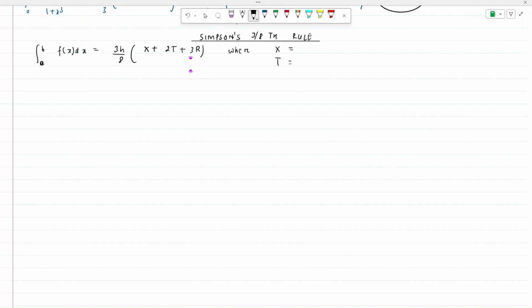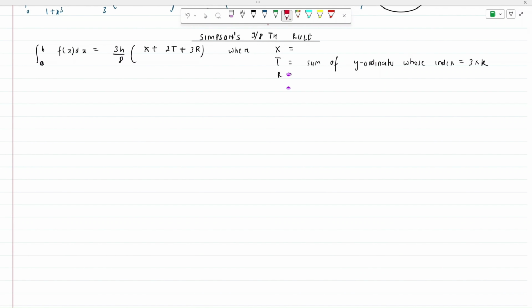Then T is the sum of y ordinates whose index is 3 times k. So that means the index is a multiple of 3, and R is the sum of the remaining y ordinates.